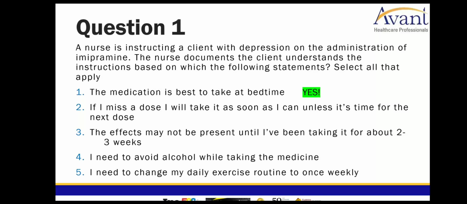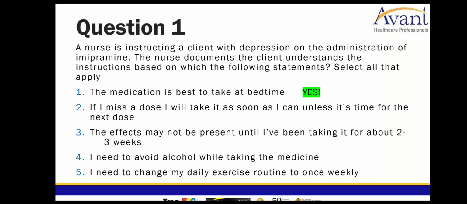Now, number 2, if I miss a dose, I will take it as soon as I can, unless it's time for the next dose. Well, let's think about antidepressants and imipramine. Let's go back and talk about what imipramine is. What do you know about it? How does it work? What does it do? Now, if you don't know this particular medication, make sure you write it down. And after the webinar, you're going to add this to your pharmacy list and then look it up. Check your Pharmacology Made Insanely Easy and look up your resources because you need to understand a little bit about the effects of the medications.